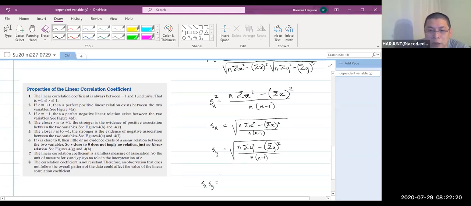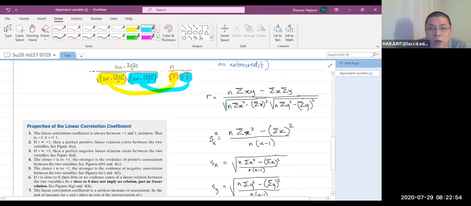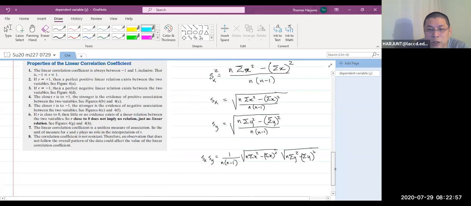So when I multiply S_X times S_Y, the standard deviations of the X and of the Y, I will get 1 over N times N minus 1, the square root of N times the sum of X squared minus the sum of X, being squared, times the square root of N times the sum of Y squared minus the sum of Y, being squared. Okay, now the top part. So you see that the bottom part here is actually this guy.